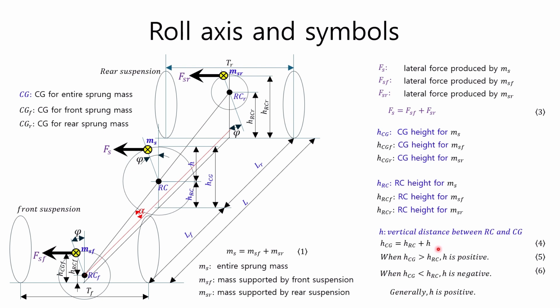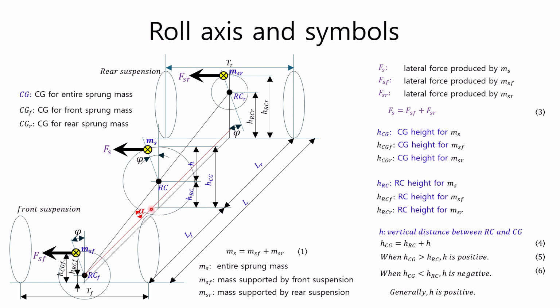When the height of the sprung center of gravity is greater than the roll center height, h is positive, as shown in equation 5. Conversely, when the height of the sprung center of gravity is less than the roll center height, h is negative, as shown in equation 6. For most vehicles, h is positive.